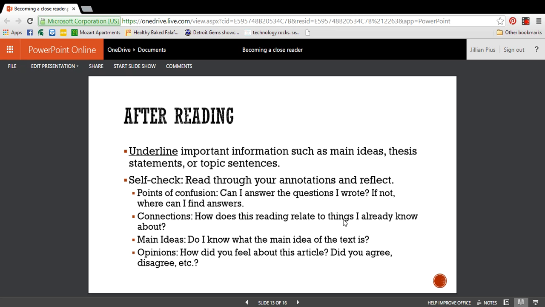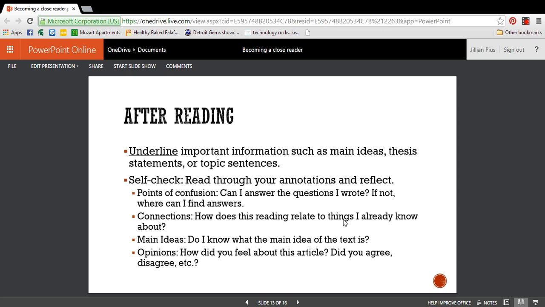So for points of confusion, can I answer the questions I wrote? If not, where can I find answers? For example, I had written, how does his history have flaws? And it says later that he included unbelievable elements, including actions of the gods. So that's one possible answer to my question. You can also connect it to other classes. So I had said that Asia Minor, we had learned earlier, is also known as Anatolia.